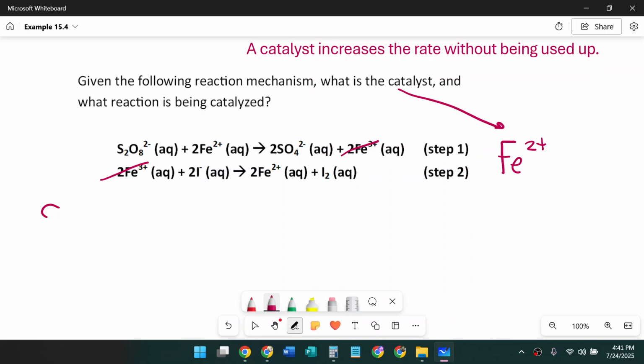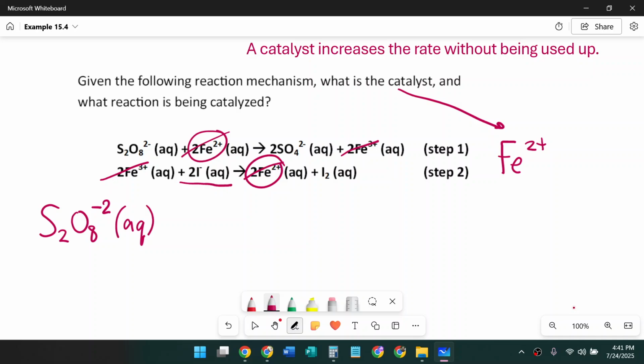So we have S2O8 2-, that's this. And then we also have to take out the catalyst because we have the same amount when we started and finished. It's just helping to speed it up. It's not really part of the thing involved.